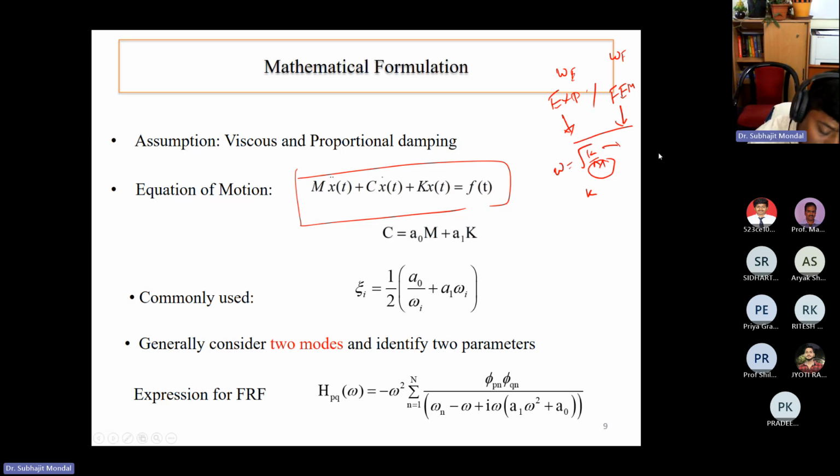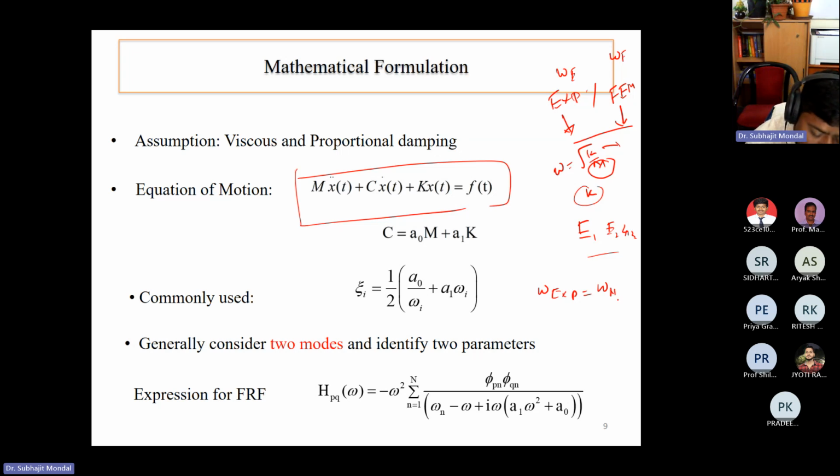Now in the K, we have three effective parameters: E1, E2, and G12. If you update these three parameters, you can update our K very well. Once you update the K, we will observe our experimental omega and numerical omega will match very well.